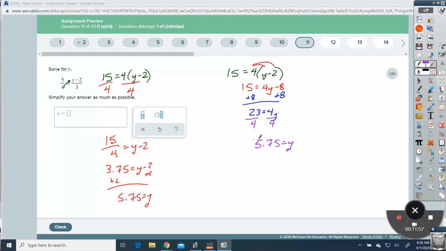So again, either method is fine. You'll get the same answer. It's just a different way of looking at it. Whether you get rid of that 4 first, or whether I distribute the 4 and then do it that way.